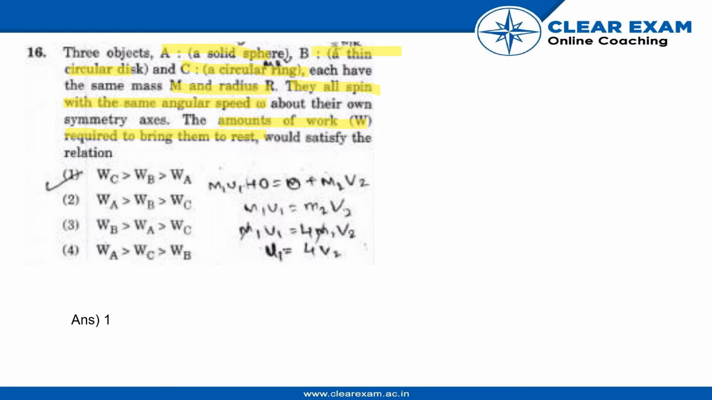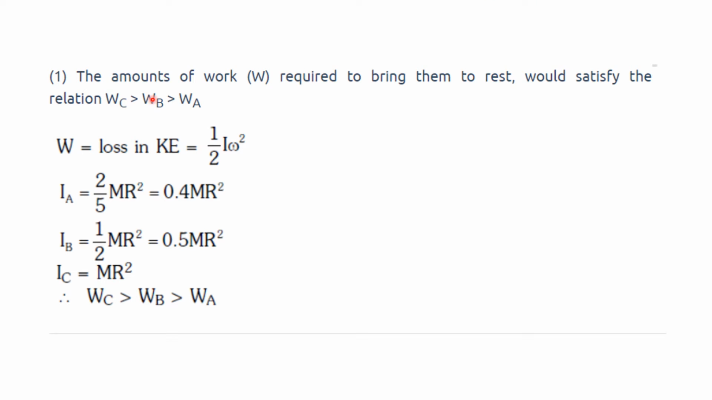So to solve this question, we need to know the formula for work done. That is, work is equal to the loss in kinetic energy. In case the moment of inertia is considered, it is 1 by 2 I omega square. Now we simply put in the values.